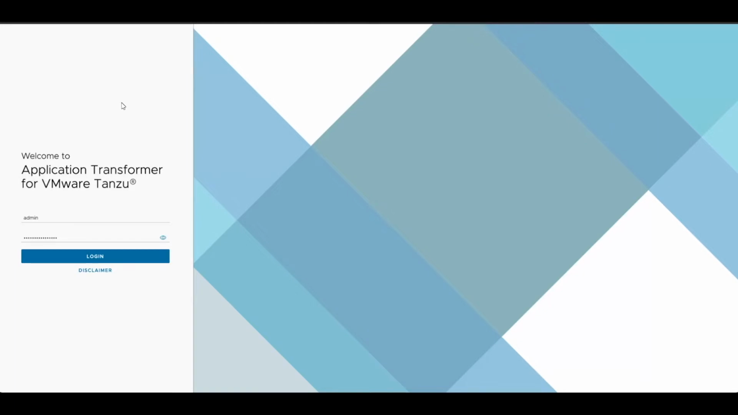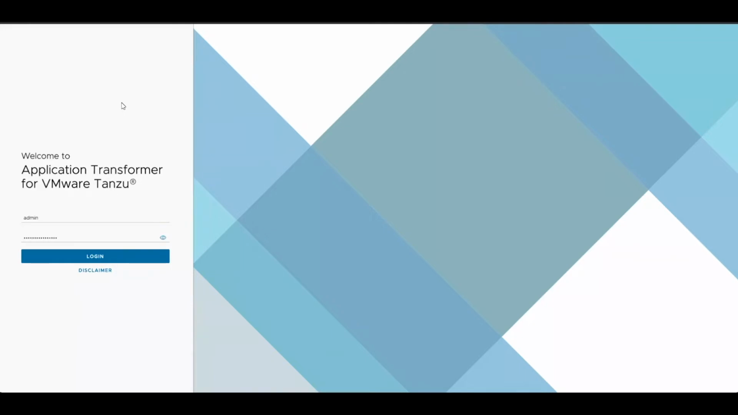Hi everyone. Today I'm going to talk about one of the products from the Tanzu portfolio, which is Application Transformer for VMware Tanzu. Application Transformer for VMware Tanzu helps to modernize the existing monolith applications that our clients are running. In today's video, I'm going to demo this product: how it modernizes the existing monolith application, how it containerizes it, and what the different steps involved are.